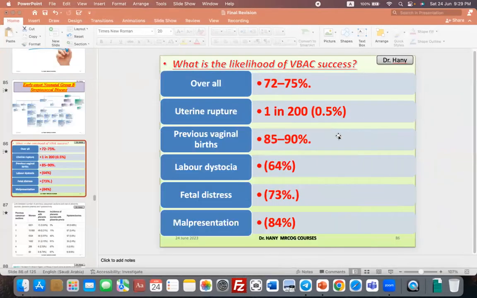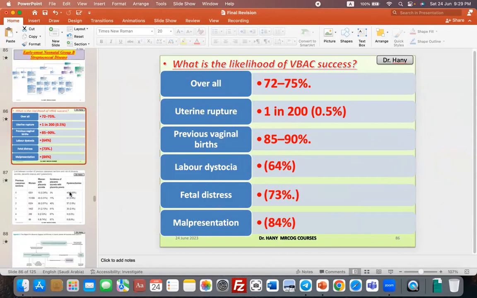Go back again to our file. The VBAC, 1 in 4, 1 in 200 rupture uterus. Previous vaginal delivery, if it is before the CS 85, after the CS 90, 64, 74, 84, cervical dystocia, fetal distress, or malpresentation.